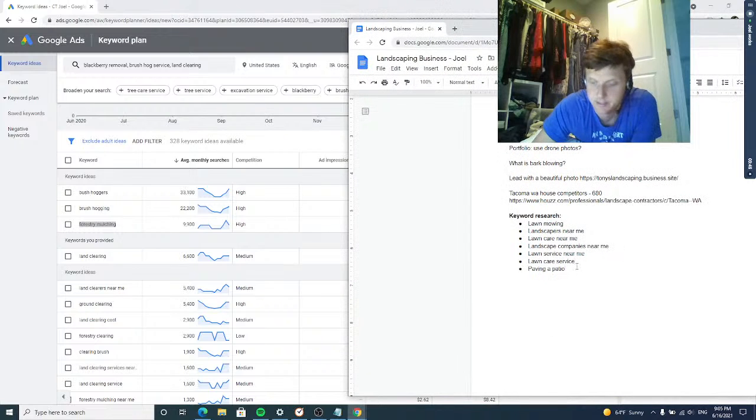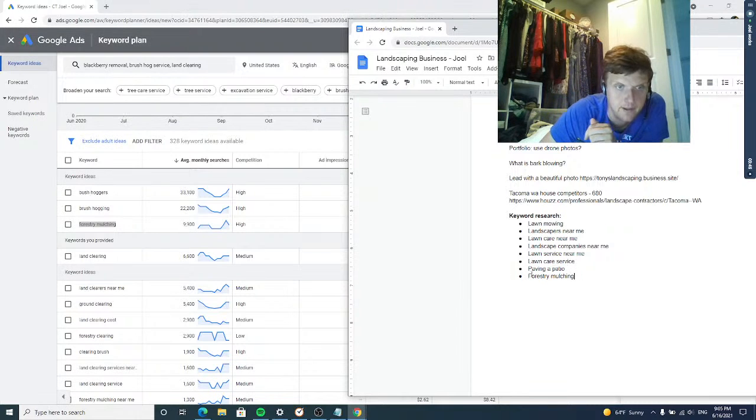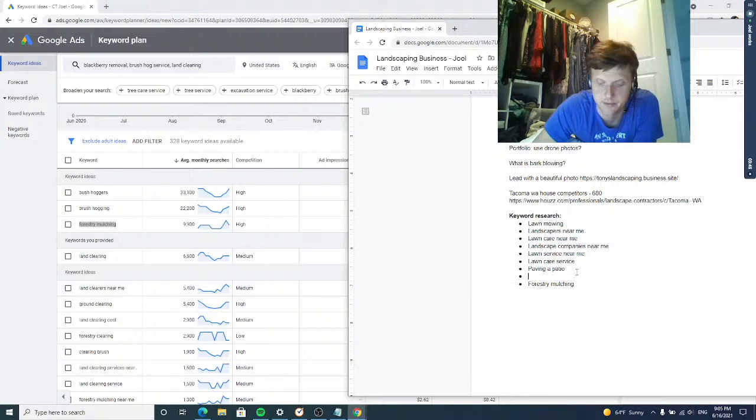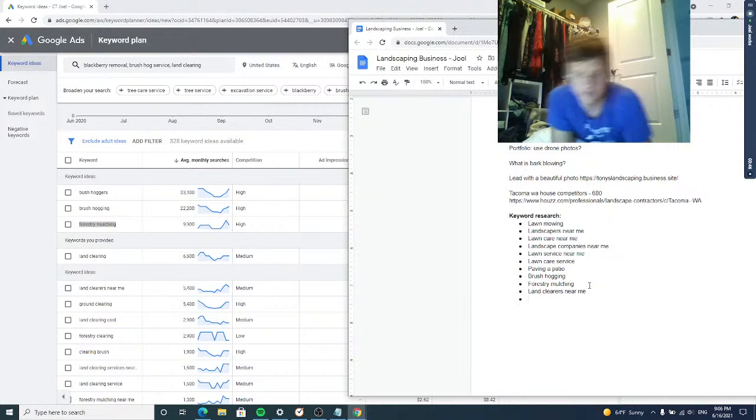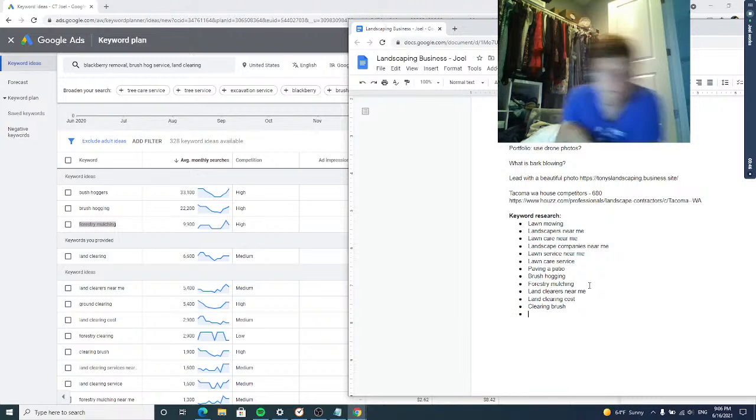One of my friends was telling me that this is a very popular service. Forestry mulching. Brush hogging is a somewhat keyword. Brush hogging. Land clearers near me. Land clearing cost, that's actually not a bad keyword to target. Clearing cost, clearing brush, and land clearing service. Okay, that gives us some additional ideas.